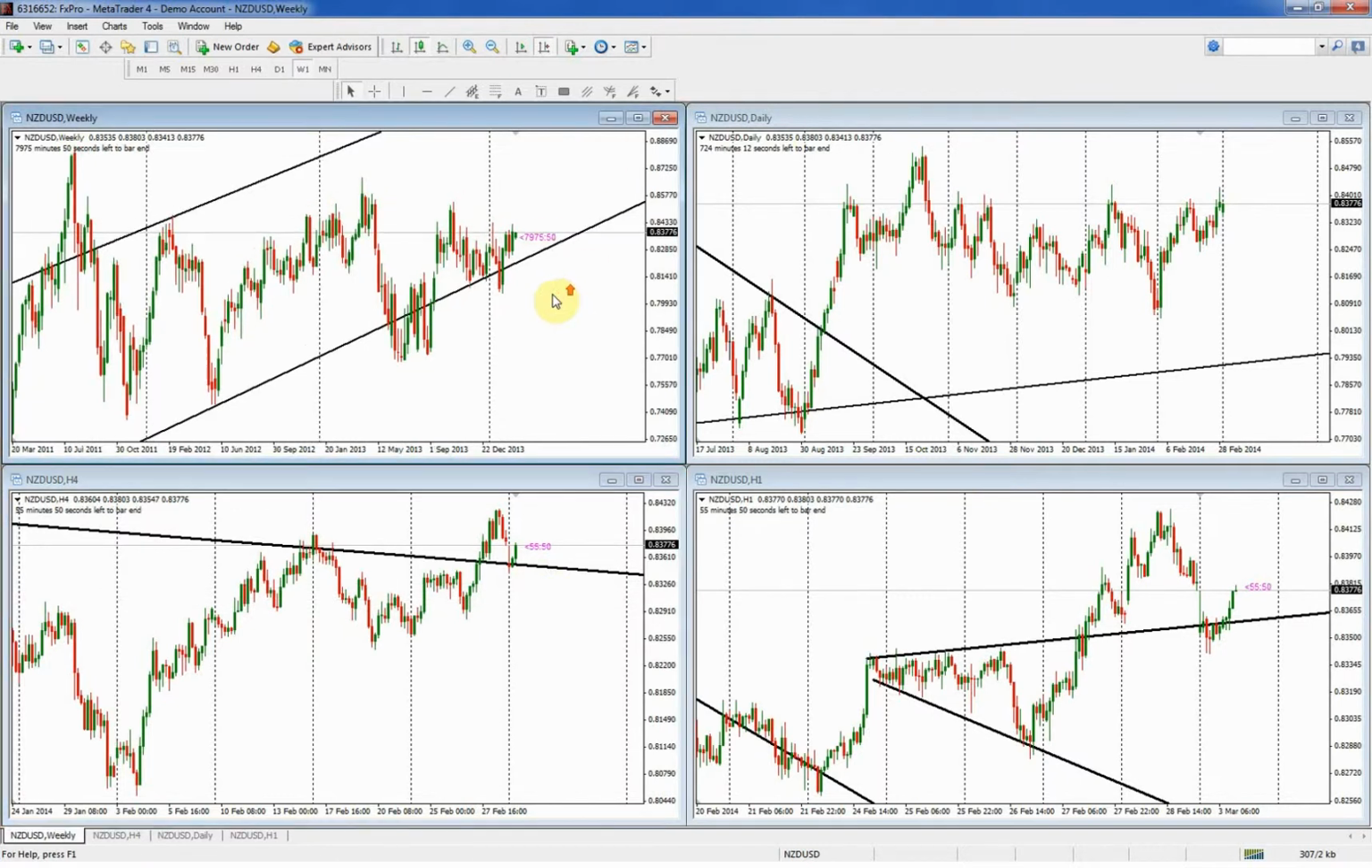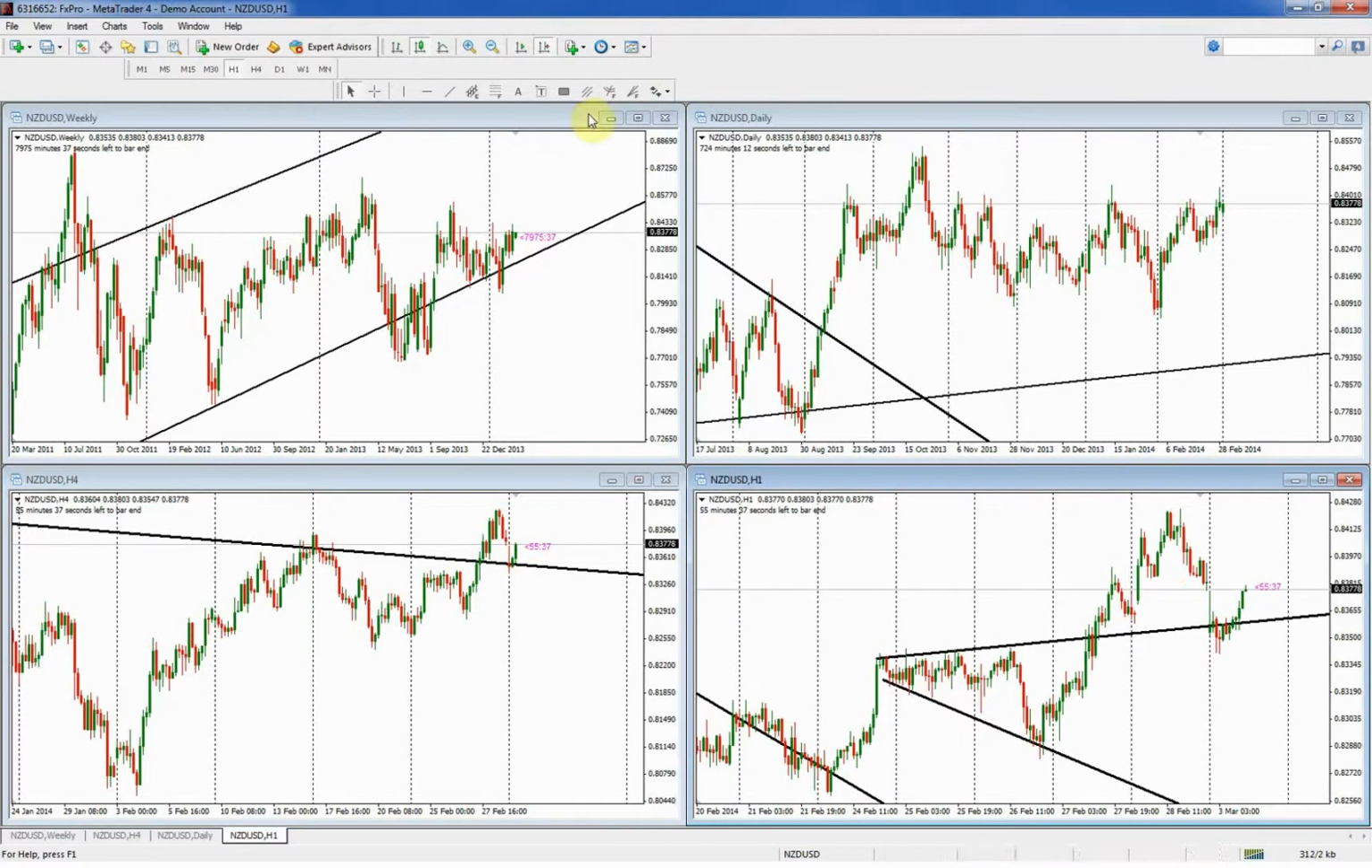Generally speaking, on the weekly it does appear quite strong, and it looks like it could make another attempt to go higher. But as I said, 83.40 to 50 to the downside, and of course 84.00 for resistance.